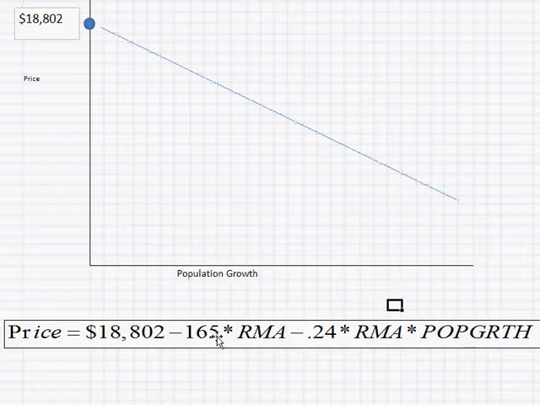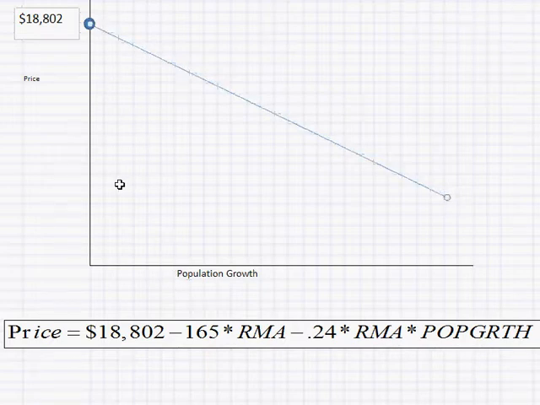But okay, suppose an area did not have a restriction on the number of dealers, then this would be 0, and minus 0.24 times 0 times population growth would be 0. So if you lived in a region that did not have a restriction, our prediction for the price would simply be $18,802. However, if the area did have a restriction on the number of dealers, then we get into this line. So for all the areas that don't have restrictions, we have a point. For all the areas that do have restrictions, we have a line.